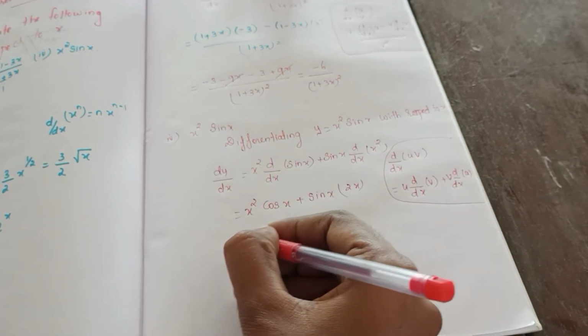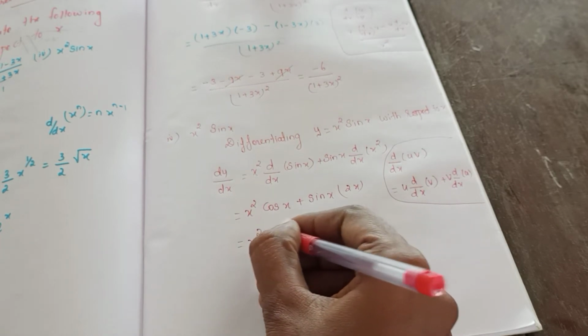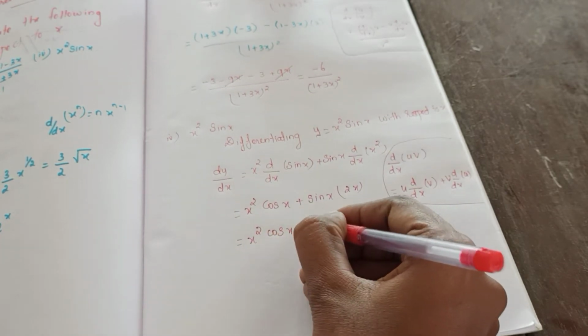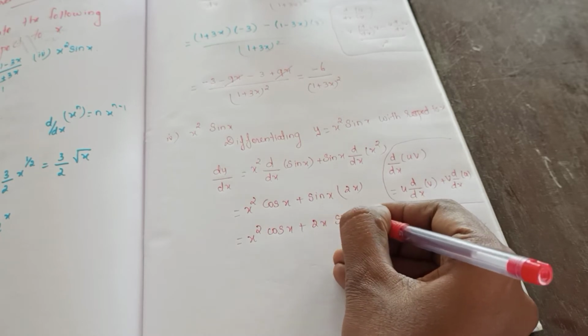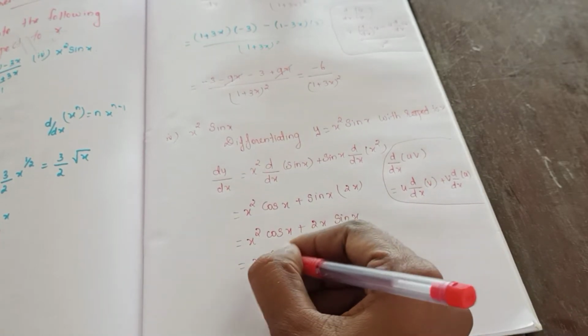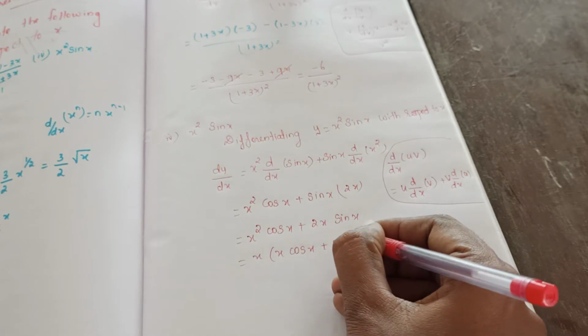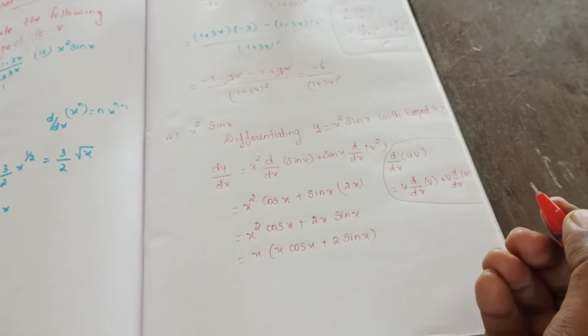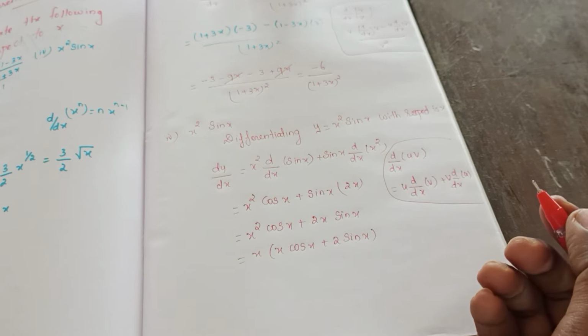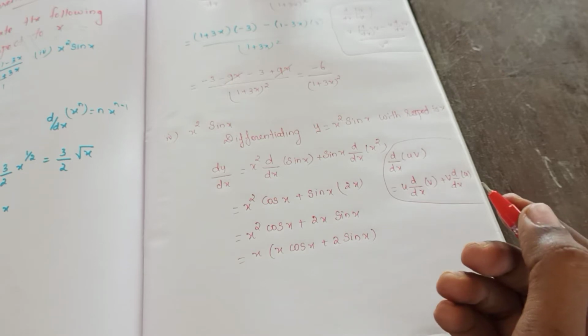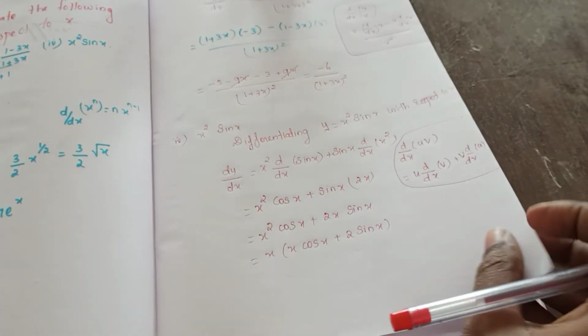Okay, so that is equal to x square cos x plus 2x sin x. What is common? X is common, so x cos x plus 2 sin x. Okay, this is the answer. Okay, so formula is very important. If you do not learn the formula, you can't do. Okay, shall we move to next one?